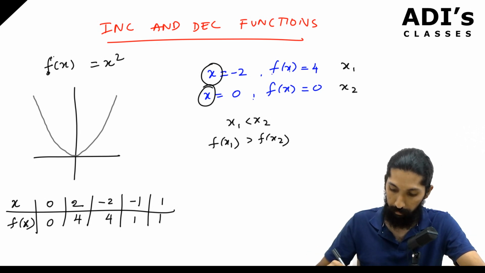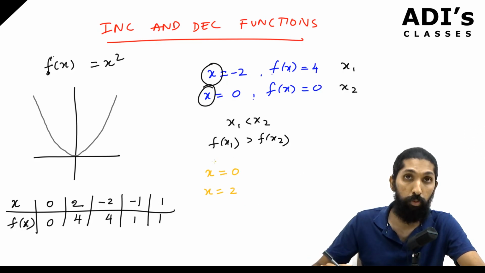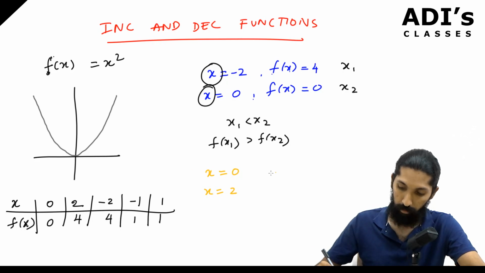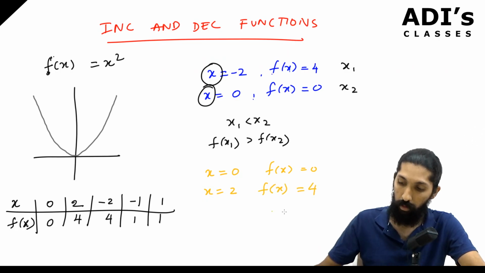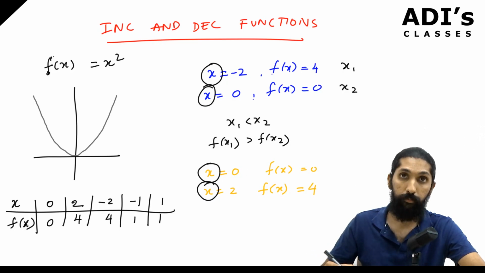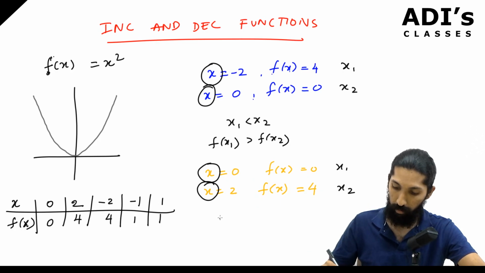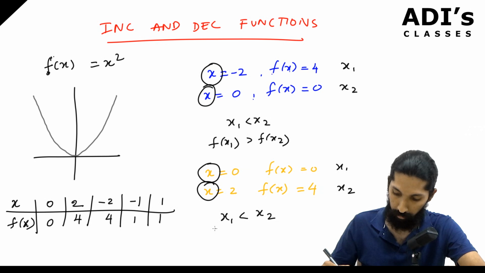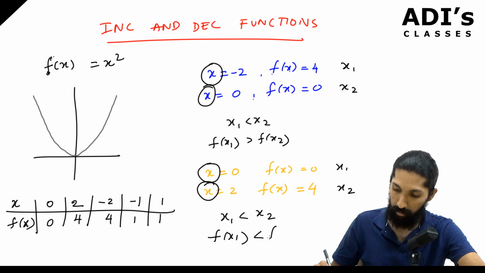Now, we take another example, that is x is 0, x is equal to 2 with the same function. Now, f of x is 0, f of x is equal to 4. We'll consider this to be x1, this to be x2. Now, x1 is less than x2, correct? 0 is less than 2. But f of x1 is less than f of x2.